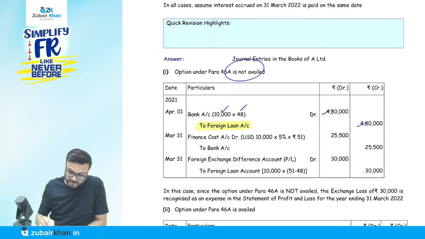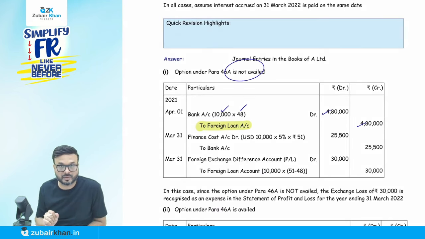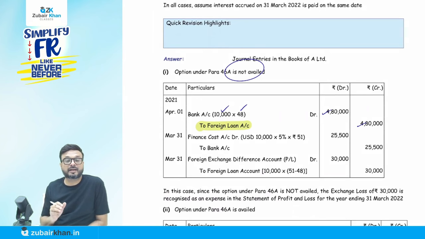At the balance sheet date, before we record the exchange gain or loss, we have to pay the interest that year. So finance cost account will be debited, or interest account debited. In the financial statement we call it finance cost. So this is interesting: 10,000 is the dollar amount, 5% is the rate of interest, but we have to multiply with the exchange rate.